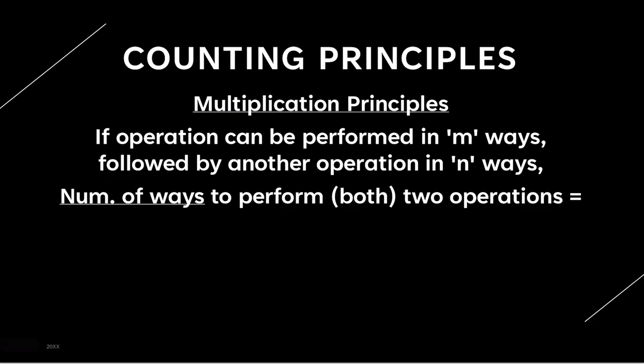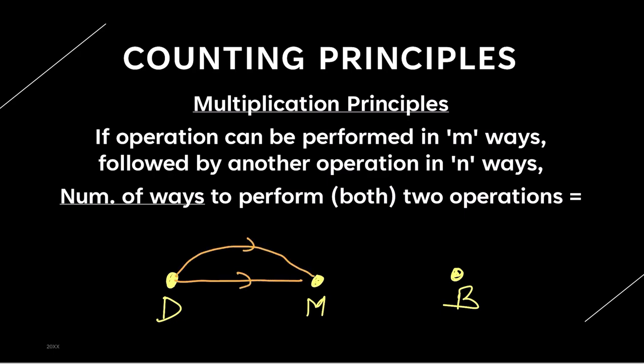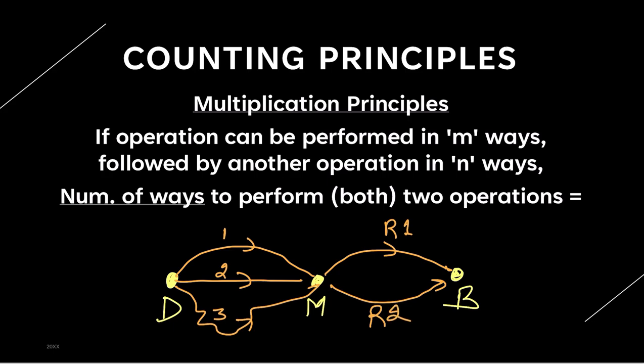Let's start. First thing is the multiplication principle, right? So the multiplication principle says, suppose I take an example. This is Delhi, this is say Mumbai, and this is Bangalore, right? Suppose someone says there are three ways of going from Delhi to Mumbai. Road number one, road number two, and road number three are three ways of going from Delhi to Mumbai. And from Mumbai to Bangalore, there are two ways, two roads: road number one and road number two, right? So they ask, how many ways are there of going from Delhi to Bangalore?